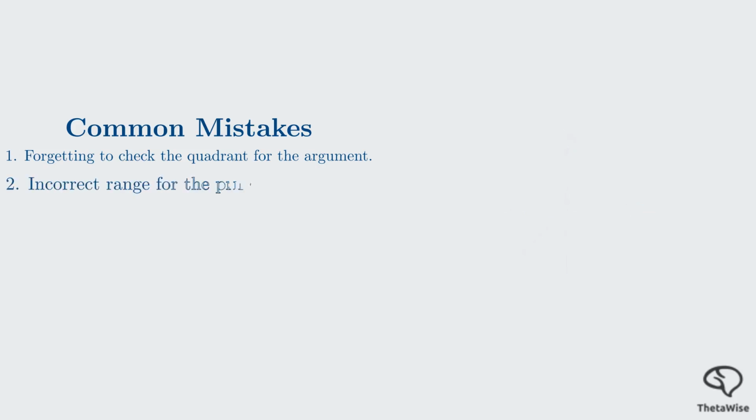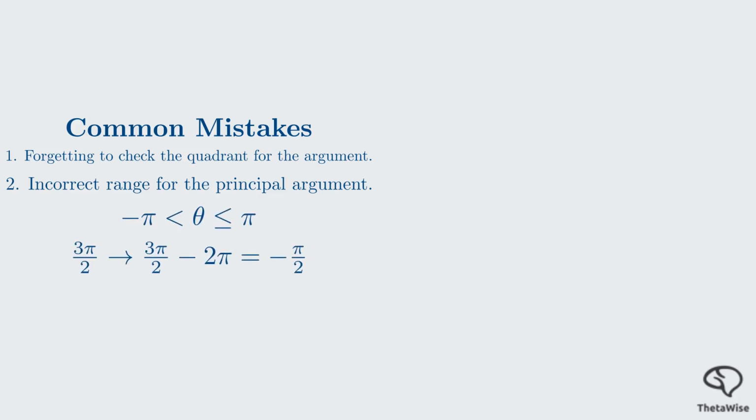Second, incorrect range for the principal argument. IB examiners expect the principal argument, theta, to be within the range negative pi is less than theta, which is less than or equal to pi. If you find an answer like 3 pi over 2, you must subtract 2 pi to get negative pi over 2.